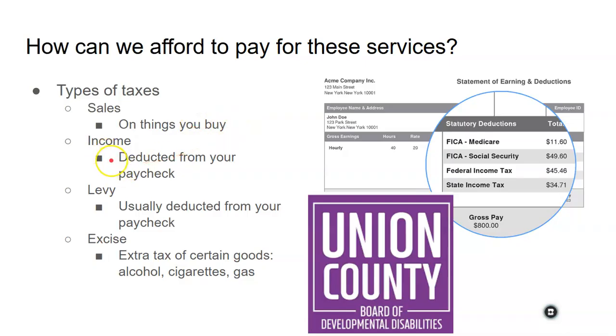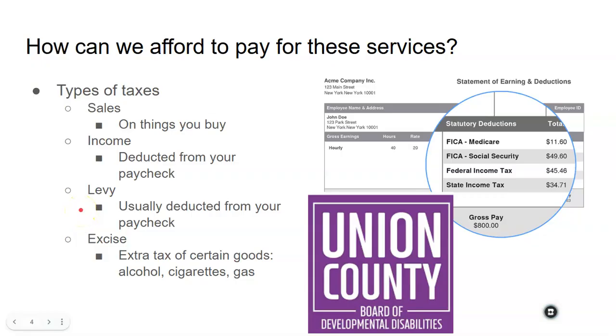Income tax. Income tax is deducted from your paycheck, okay? So here's an example of a paycheck right over here, and you can see it enlarged for you to see: FICA, Social Security, Medicare, federal income tax, state income tax. This is the money that is just taken out of your paycheck for you. So it's not something that you have to physically go pay.